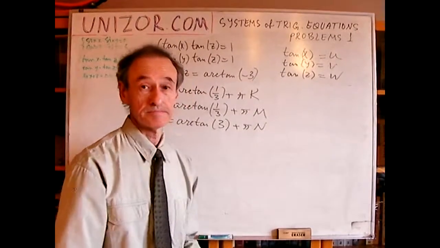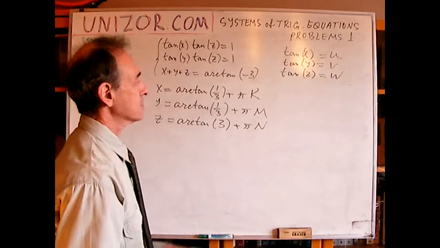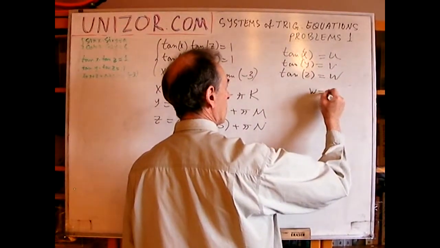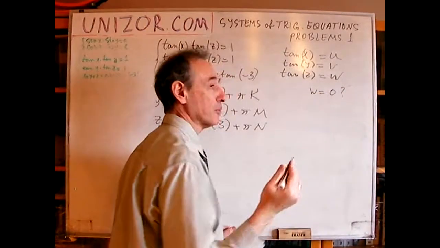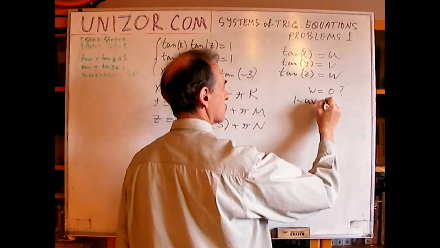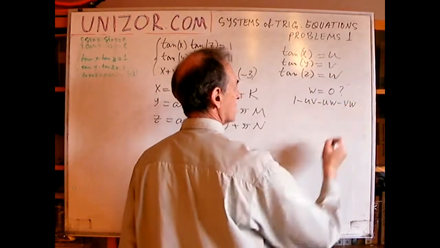Is that it? Well, unfortunately no. First of all, I did not check all these cases, remember? If w is equal to 0, well, w is not equal to 0, it's 3. How about 1 minus uv minus uw minus vw? Is that equal to 0?